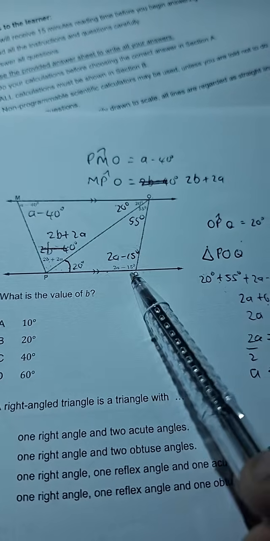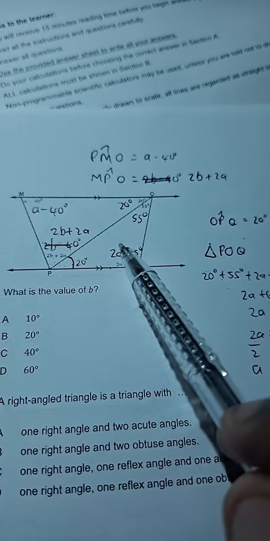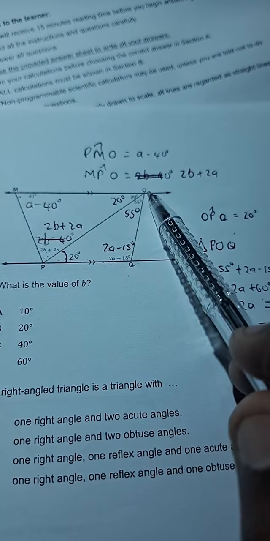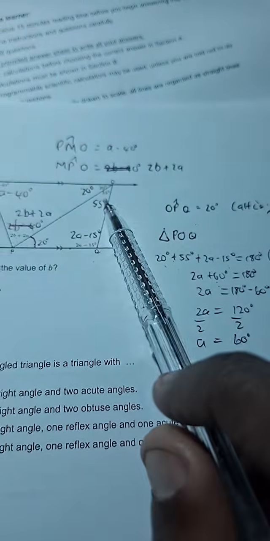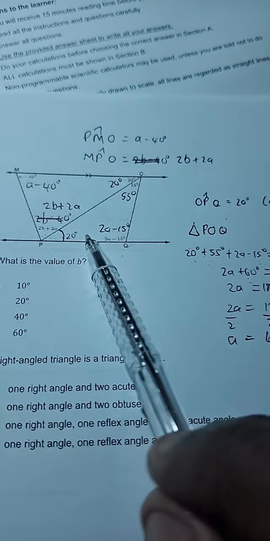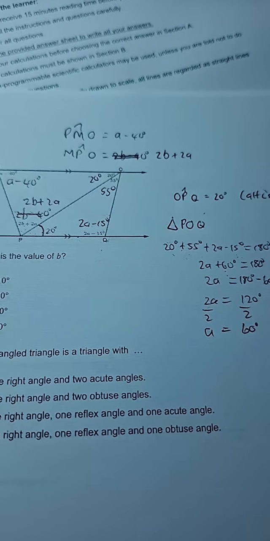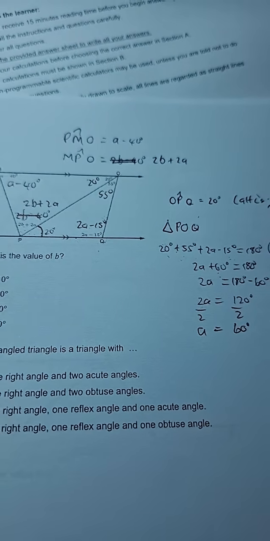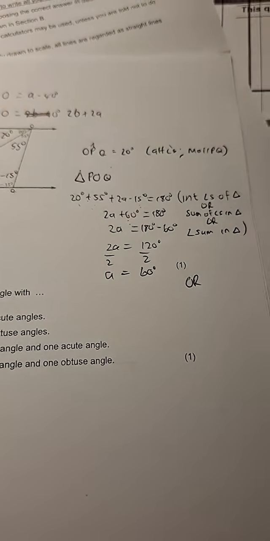Remember, this is between parallel lines, my co-interior angles. This entire angle plus this entire angle should also give me what? 180 degrees. Isn't this the same thing as saying 20 plus 55 plus the 2A minus 15 degrees equals 180? What's the reason? Co-interior angles, and I would state my lines that are parallel. It would still give me A, that is what? 60 degrees. I hope you guys can see that.